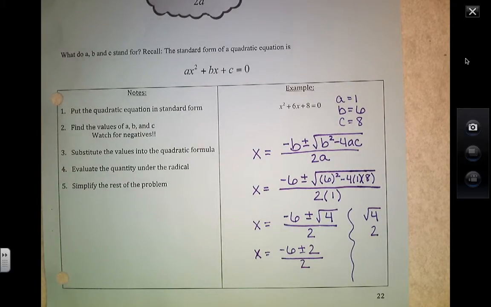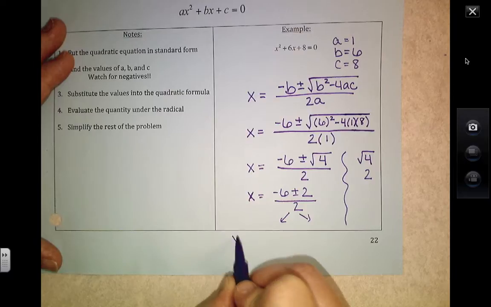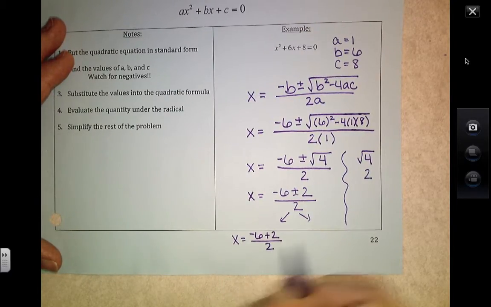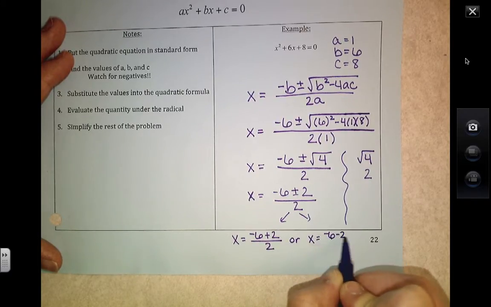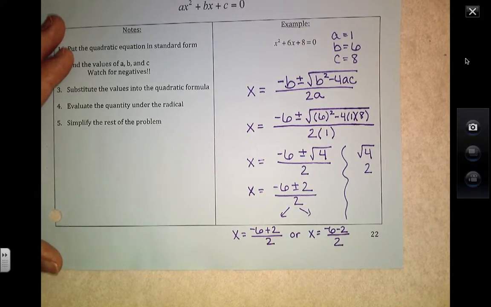All right. Now, at this point in time, because there's a plus or minus, you need to split this up into your two separate roots, once with a plus sign and once with a minus sign. So x could equal negative 6 plus 2 divided by 2, or x could equal negative 6 minus 2 divided by 2. Now we can evaluate each of these separately.